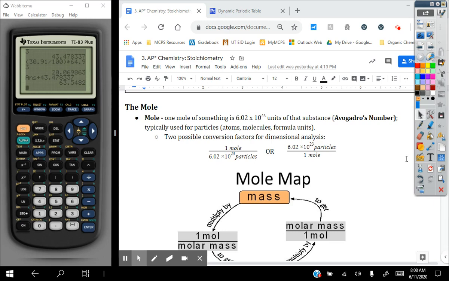So now that we're familiar with masses, we're going to talk about the mole, and then we're going to relate the mole to our masses very shortly. So we know a mole of something is 6.02 times 10 to the 23rd units of that substance. That is referred to as Avogadro's number. This is typically used for particles, specifically atoms, molecules, or formula units.